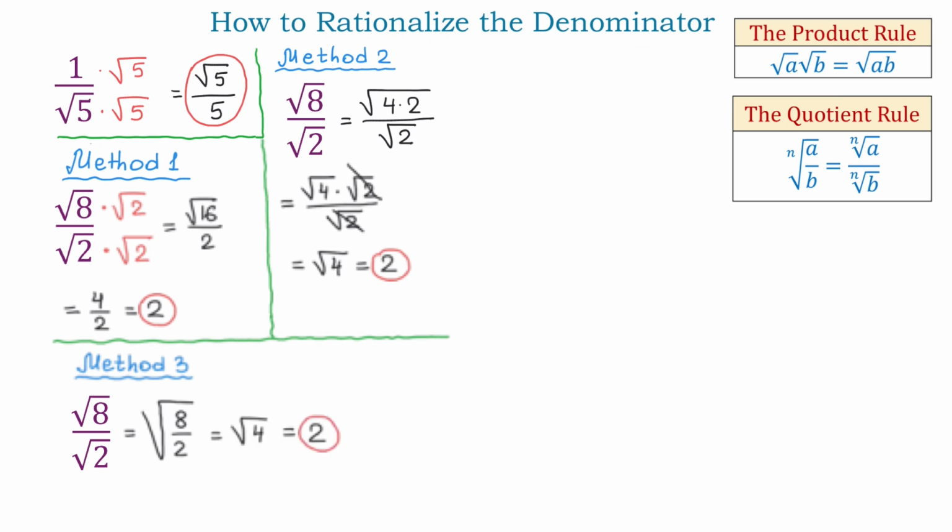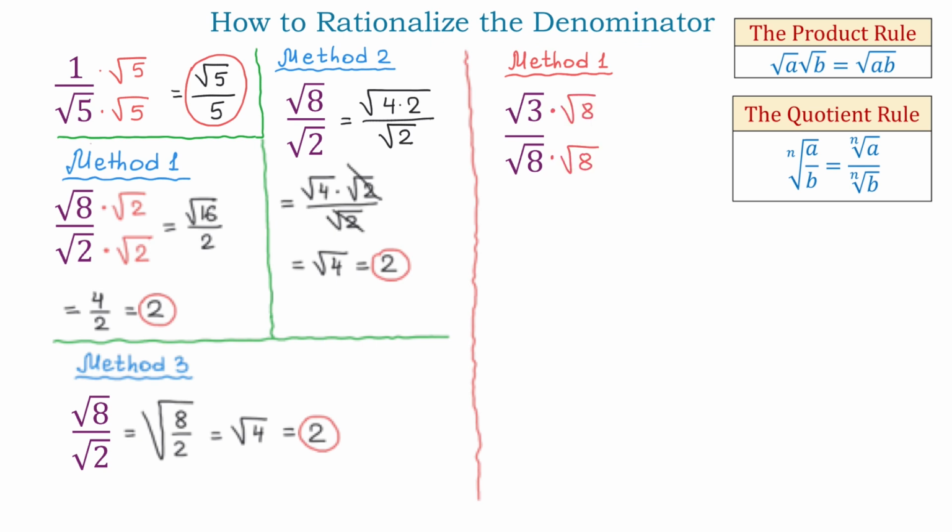And now let's see one more example. In this example, we have square root of 3 over square root of 8. Here I will show you 2 methods, and let's start with the first one. We will start by multiplying both the numerator and the denominator by square root of 8. Then in the numerator, according to the product rule, we will have square root of 24, and in the denominator, square root of 8 times square root of 8 is 8.